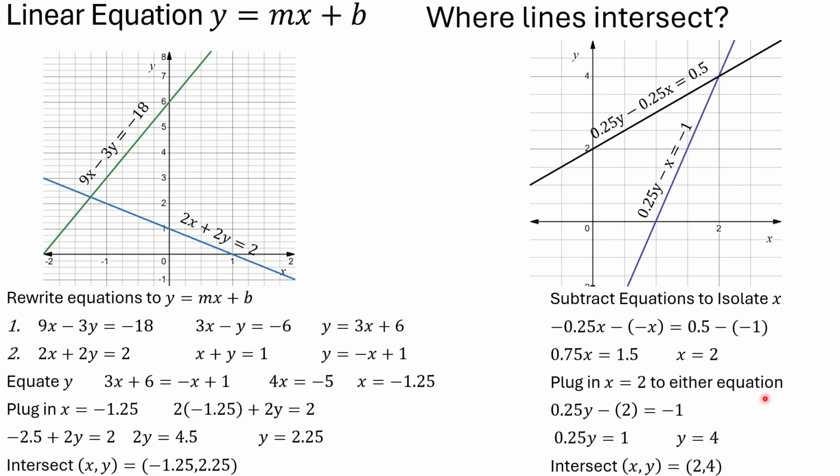So the point of intersection for these two lines are x equals 2 and y equals 4. And I check on the graph, I see x equals 2 and y equals 4.